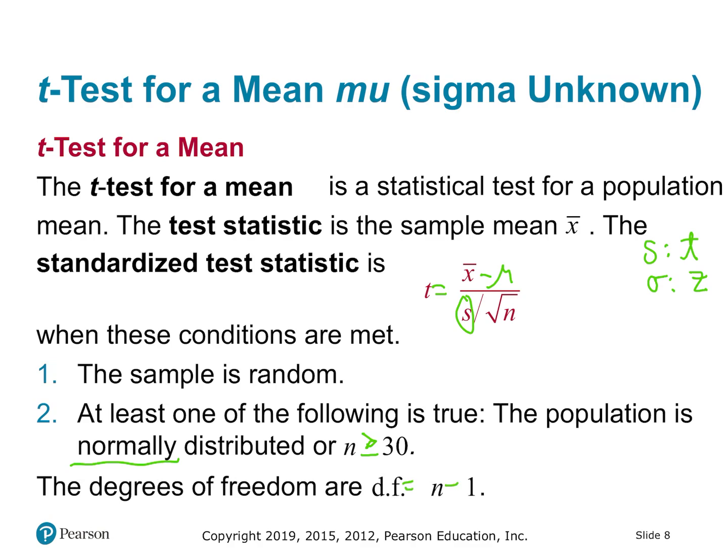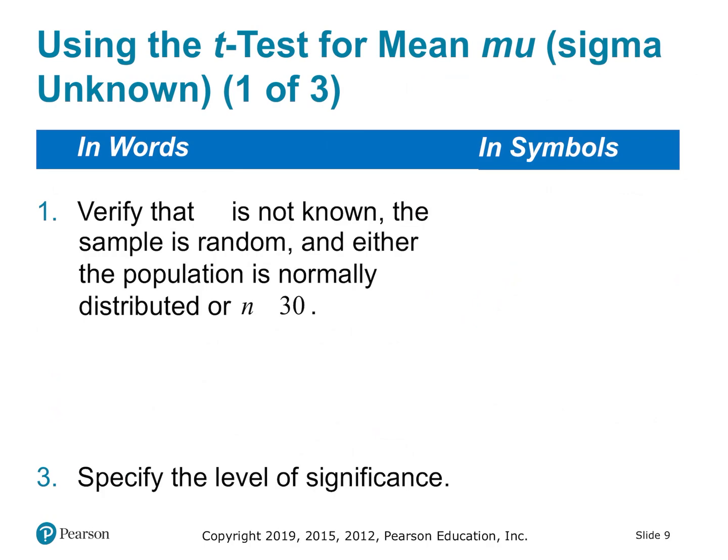But, of course, degrees of freedom, like always, is n minus 1. So here's a checklist that you can follow if you want to. Verify that sigma is not known. The sample is random, and it's either normal or n greater than 30. If you have both, that's just a bonus.